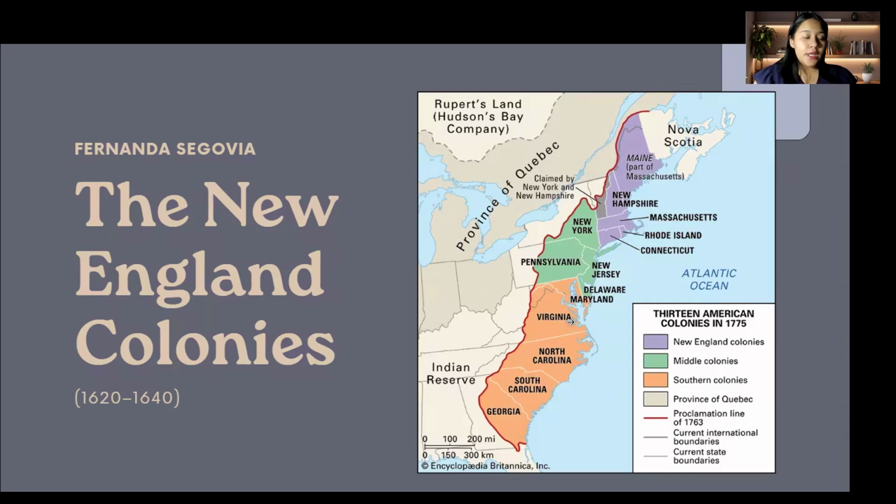These colonies were founded between 1620 and 1640, and they include Massachusetts, Connecticut, Rhode Island, and New Hampshire. In the New England colonies, most of the people who settled there were English Puritans who came to America looking for religious freedom and a better life. Even though they wanted freedom, their societies were actually very strict and centered around religion. But what makes the New England colonies really important is that they helped develop ideas about self-government, democracy, and education that later influenced the United States.